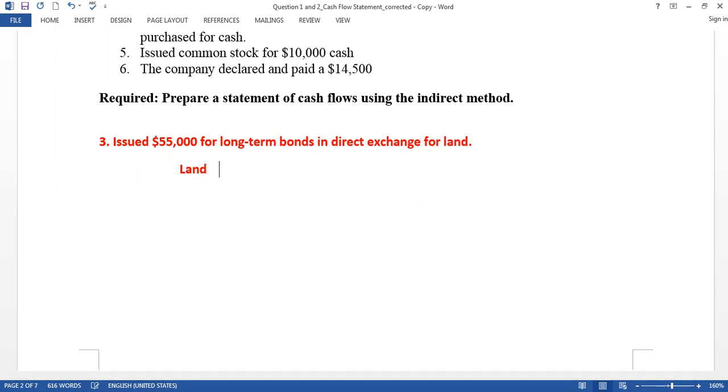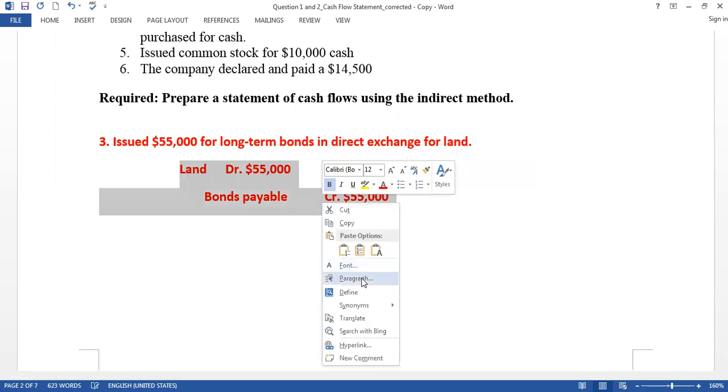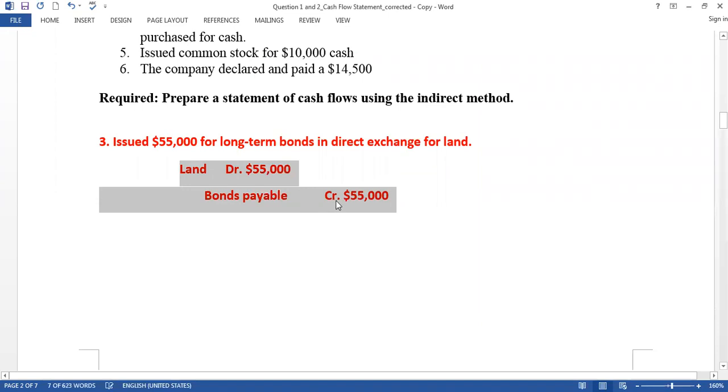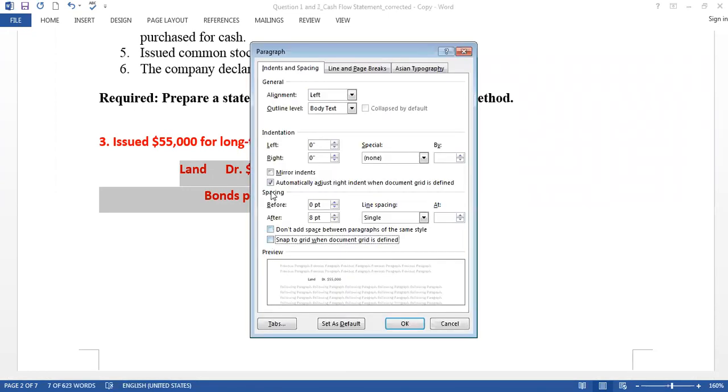You buy land, land debit is $55,000, and credit is bonds payable, $55,000. So do you understand this? This is the journal entry for these transactions. Now tell me whether it is cash flow statement or not.